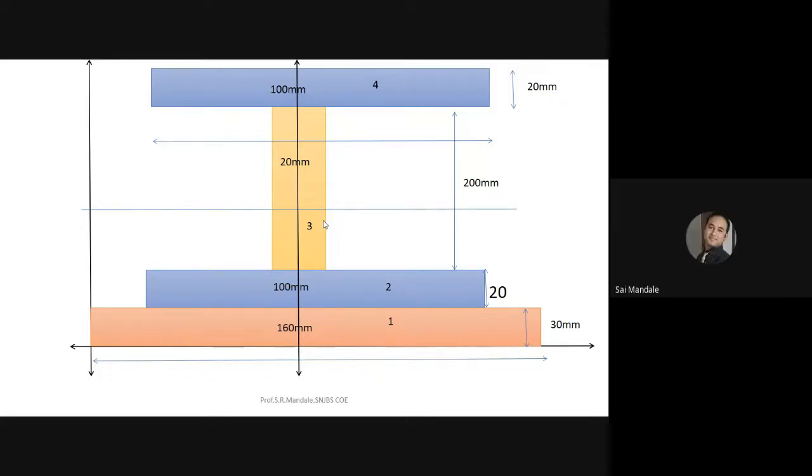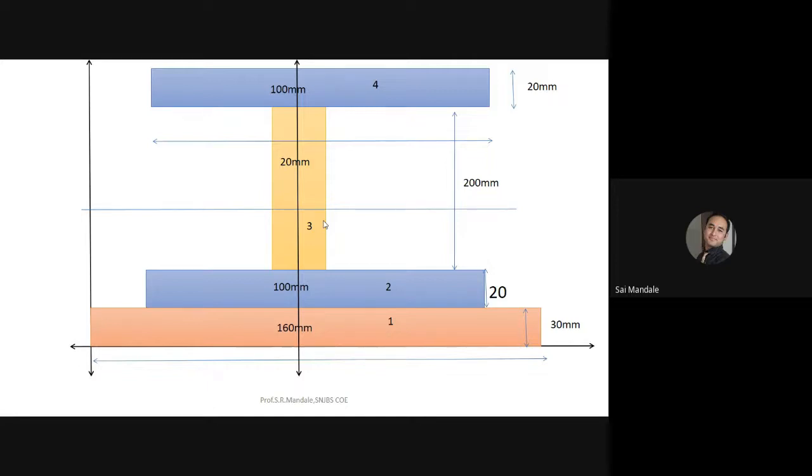How much is X bar for this? Please tell me. Sir, x bar is equal to 80 mm. Very good, 160 by 2. Perfectly correct. My second question is how to calculate Y bar?